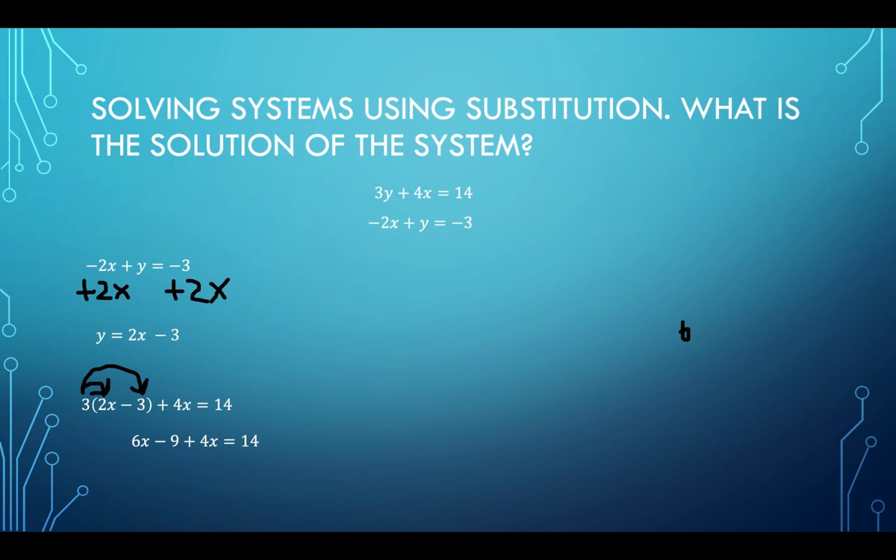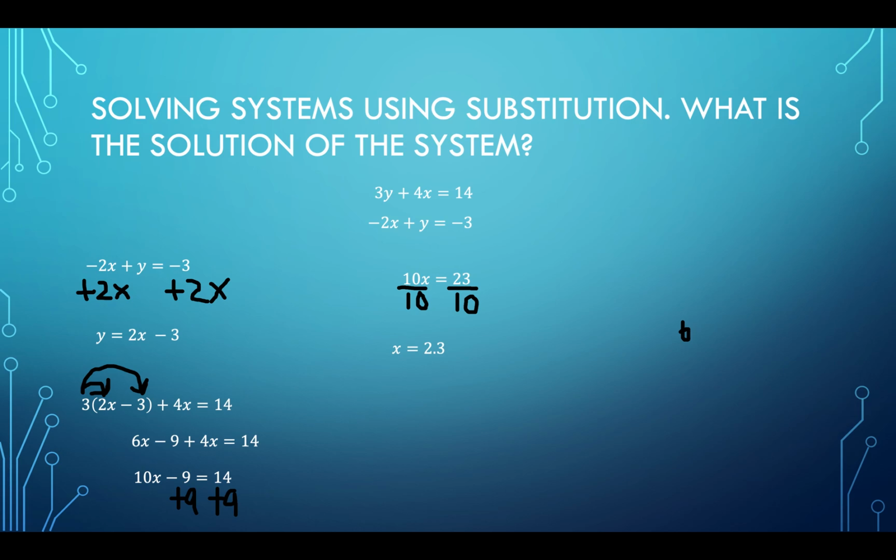Now we could go ahead and combine like terms. So now we have a 6x and a 4x on the same side. You don't have to do what we did up here with the 2x's. They're on the same side, so we literally just add across. So we get 10x minus 9 is equal to 14. Now we have to get this 10x by itself. How do we do that? We're going to add 9 to both sides, and we're left with 10x is equal to 23. Now we have to get x by itself, so we divide each side by 10, and x is equal to 2.3.